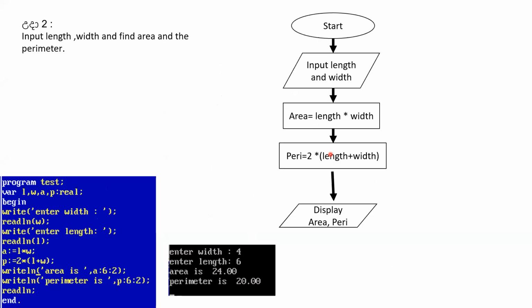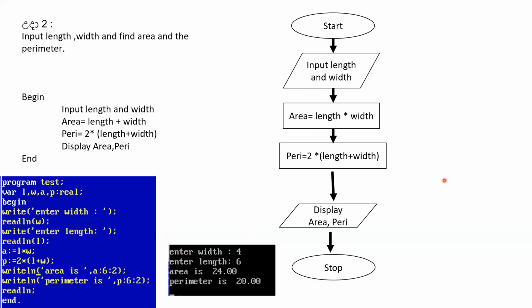Now here is another program. Input length and width, and find the area and the perimeter. So here, go through the program. Note the difference between read and readln. Read means you are reading on the same line. Readln means new line. Okay.